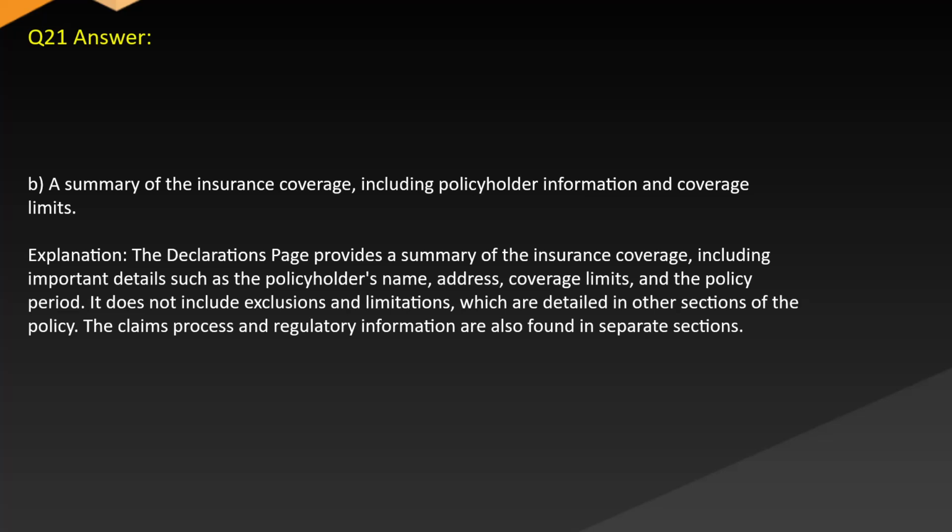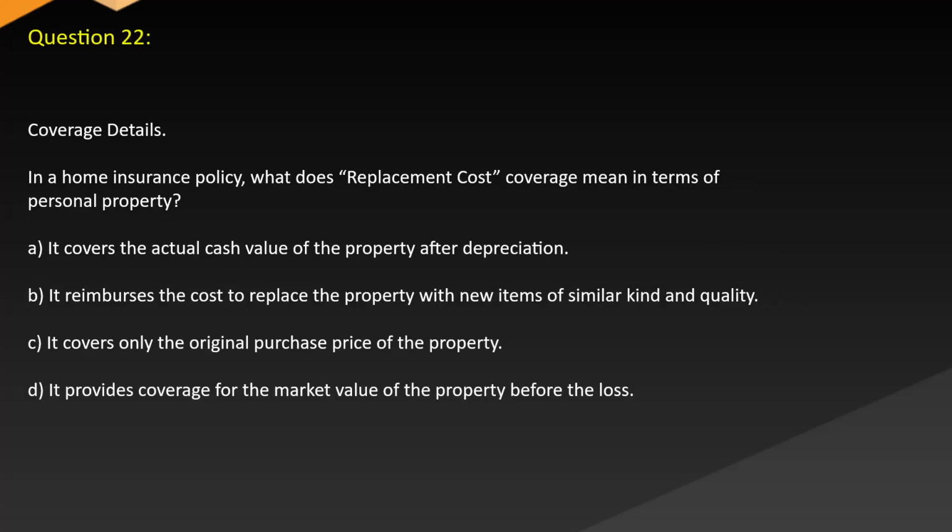Explanation. The declarations page provides a summary of the insurance coverage, including important details such as the policyholder's name, address, coverage limits, and the policy period. It does not include exclusions and limitations, which are detailed in other sections of the policy. The claims process and regulatory information are also found in separate sections. Question 22. Coverage details. In a home insurance policy, what does replacement cost coverage mean in terms of personal property?